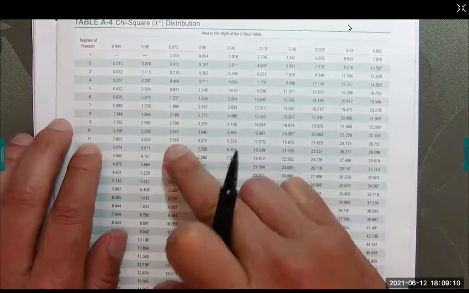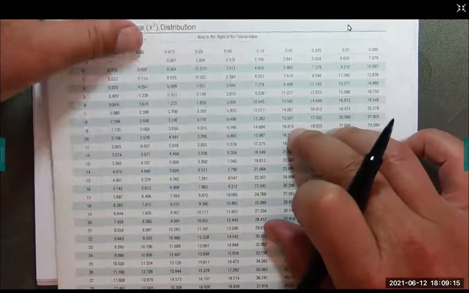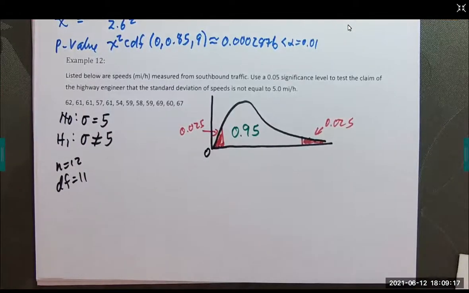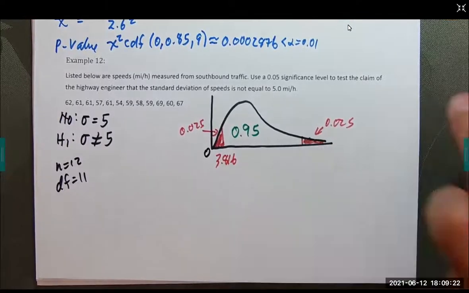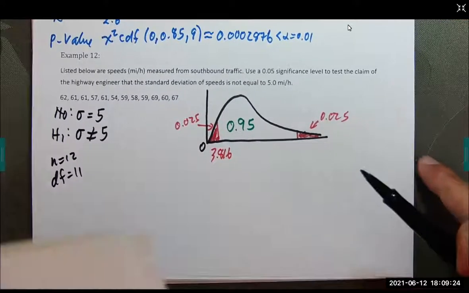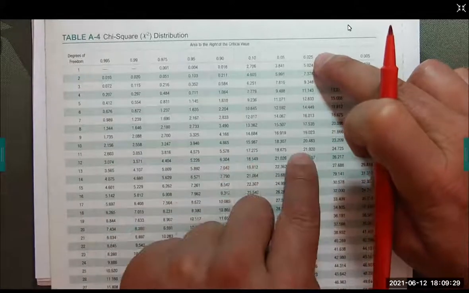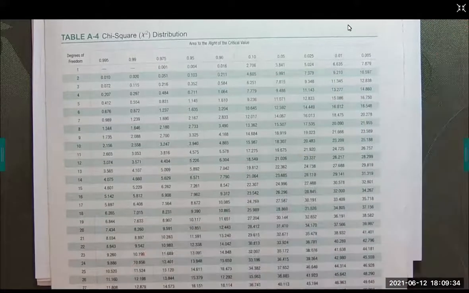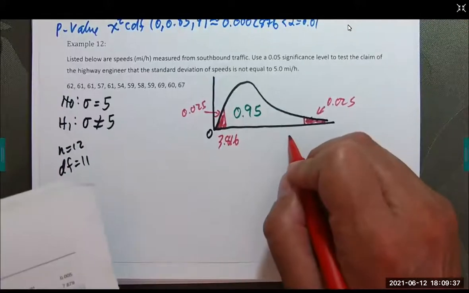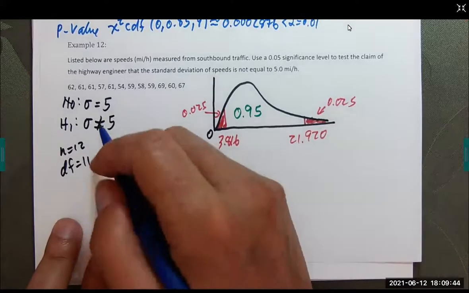So we are here, 3.816. Area to the right here is 0.025, same degrees of freedom, 11. We are here, 21.920. All right, so now let's find our test statistic.